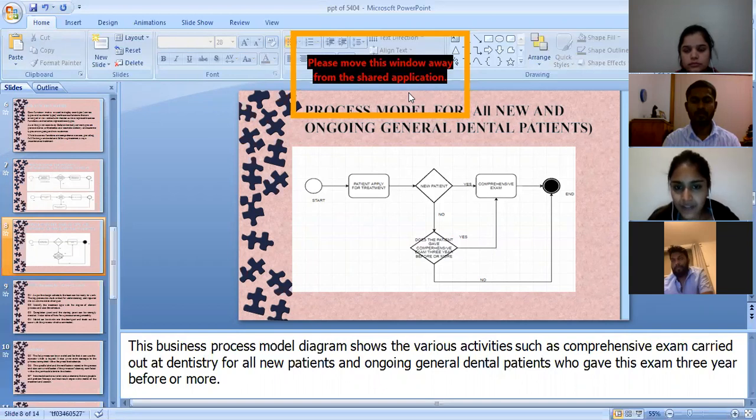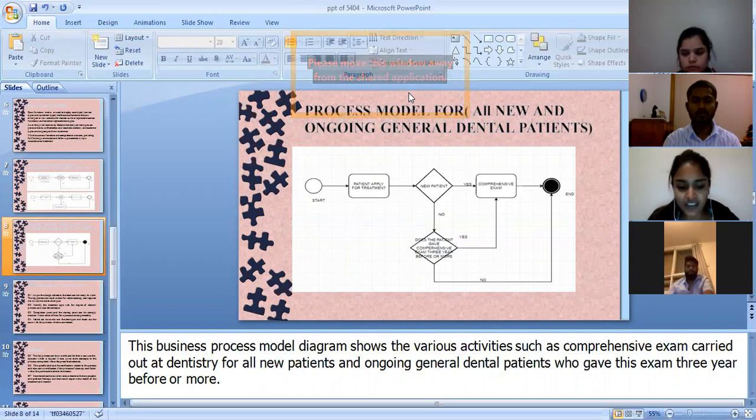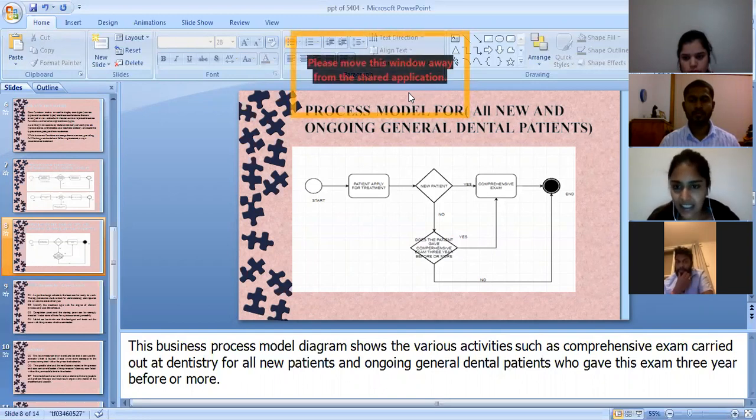And if the patient is not a new patient, then we will check whether the patient has had any comprehensive treatment 3 years ago or more. If yes, then it will go for a comprehensive exam and end the process. Otherwise, it directly ends the process.